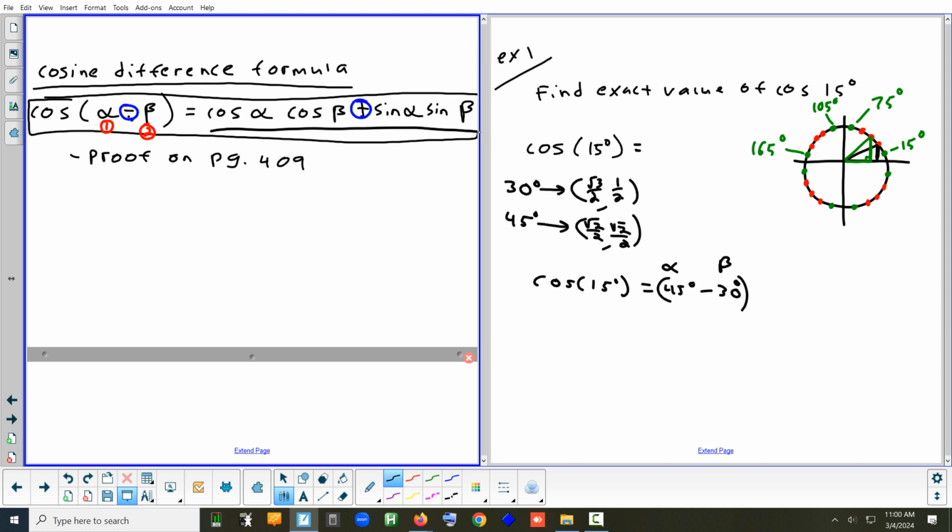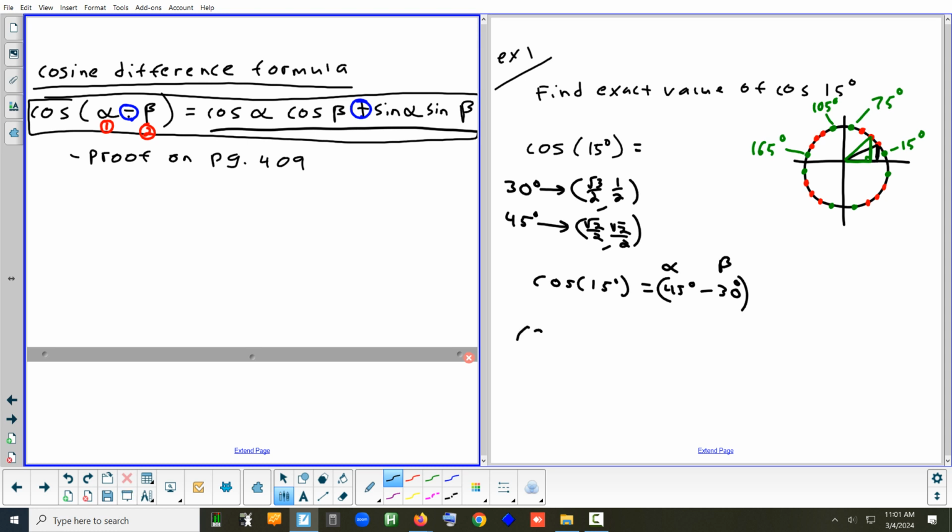Yep. Does it matter what order you put them in? Well, you mean when you subtract them? Yeah. Yeah, because if you do 30 minus 45, that'd be negative 15. All right. If we were doing negative 15, you could do it that way. But we're not. So. Okay, so now let's fill it all in.